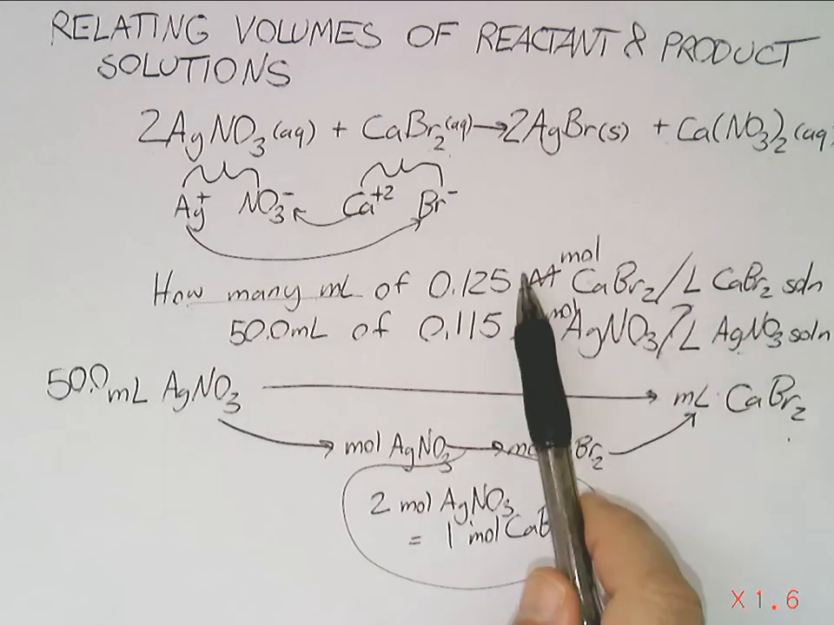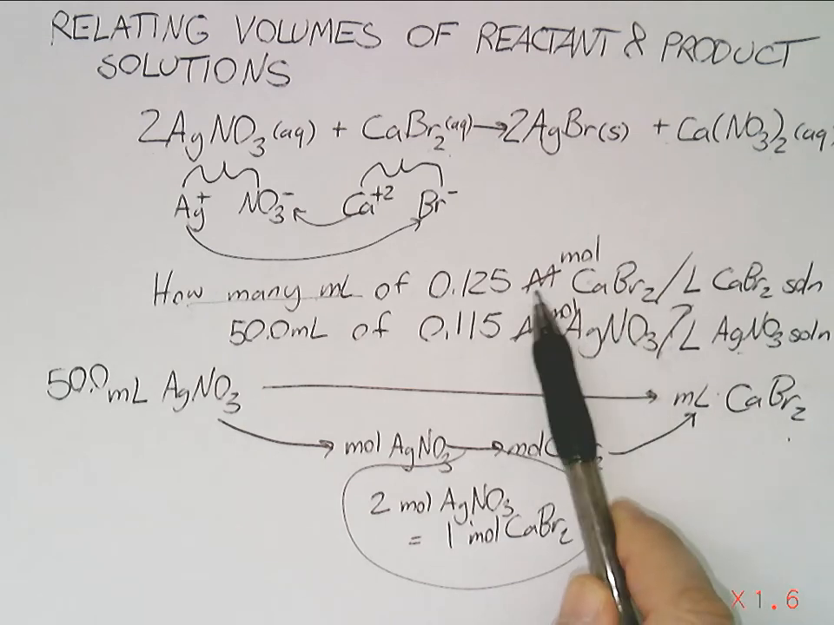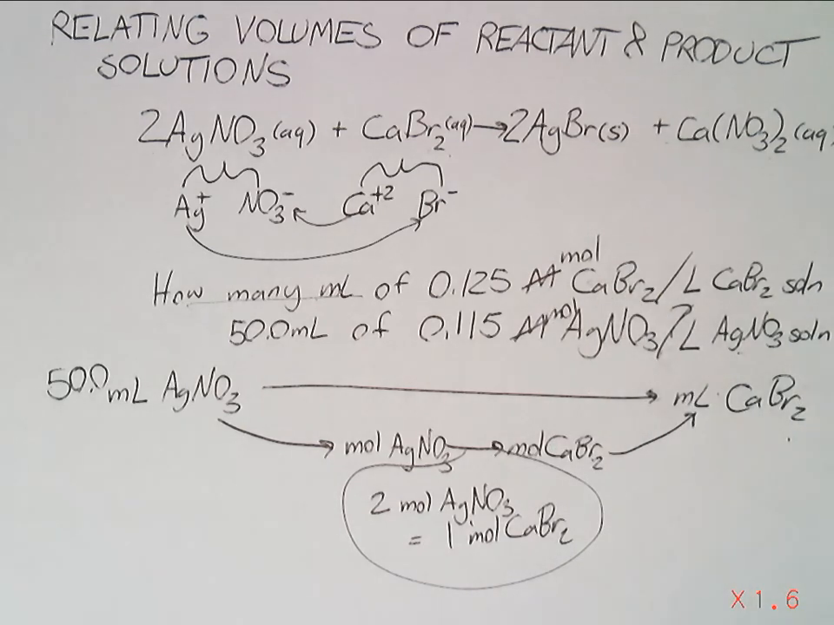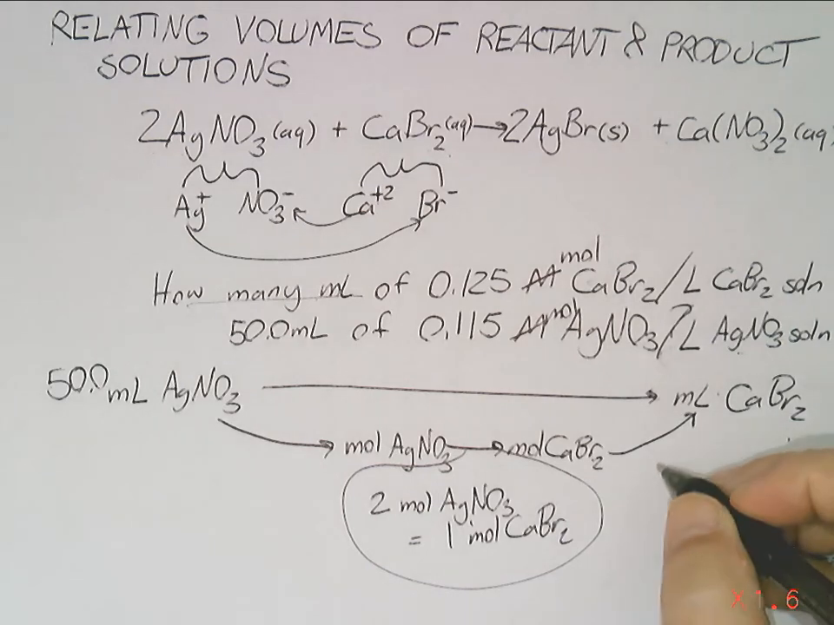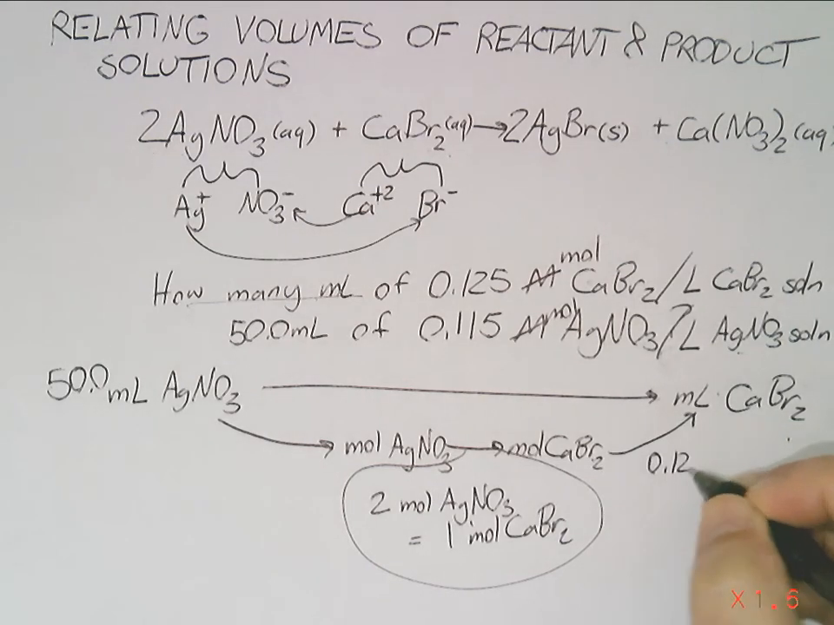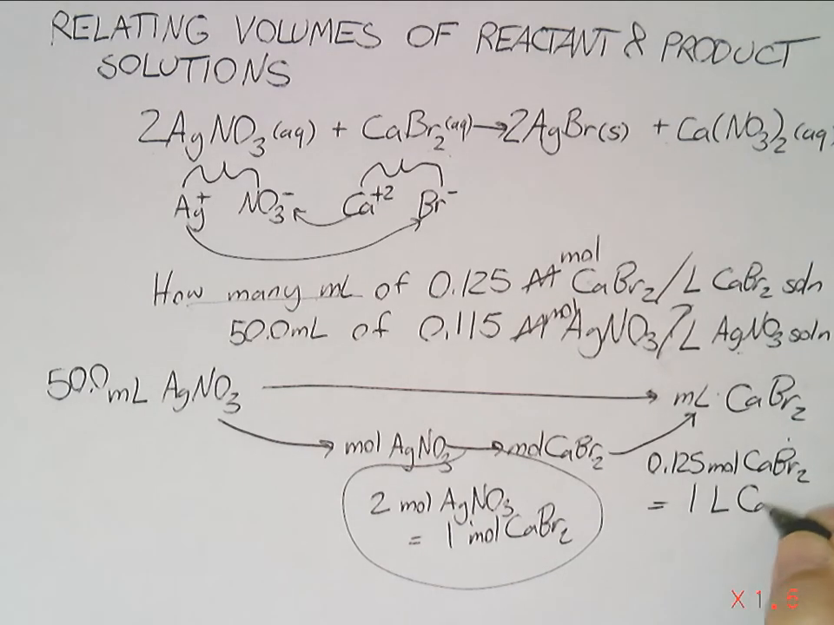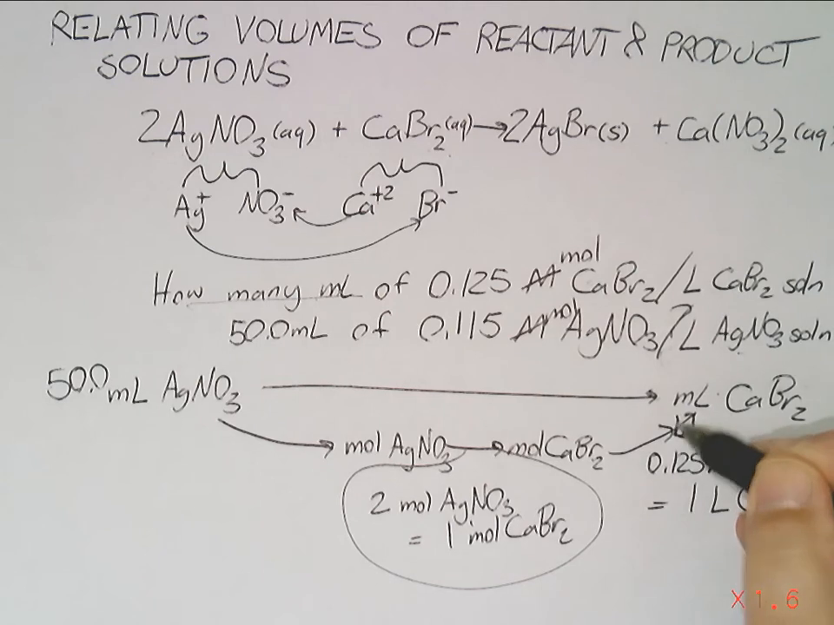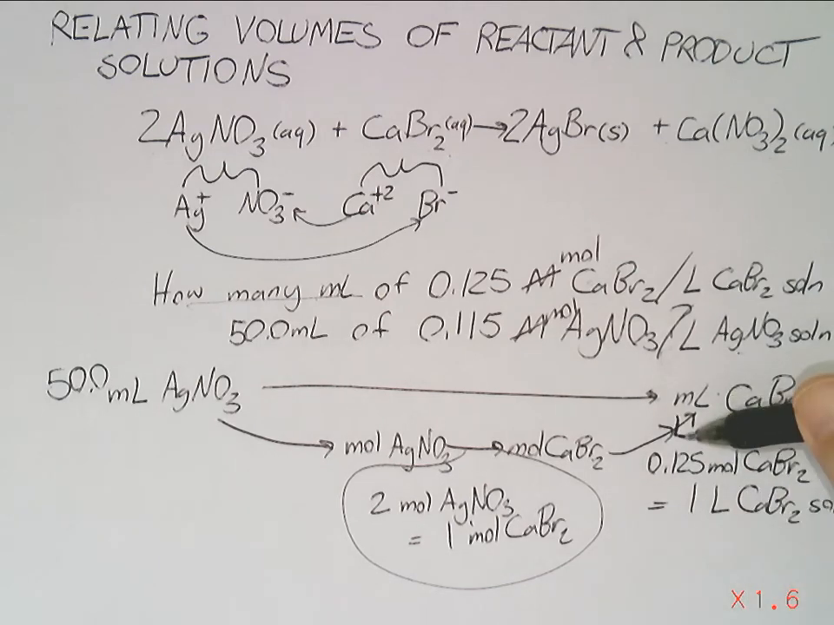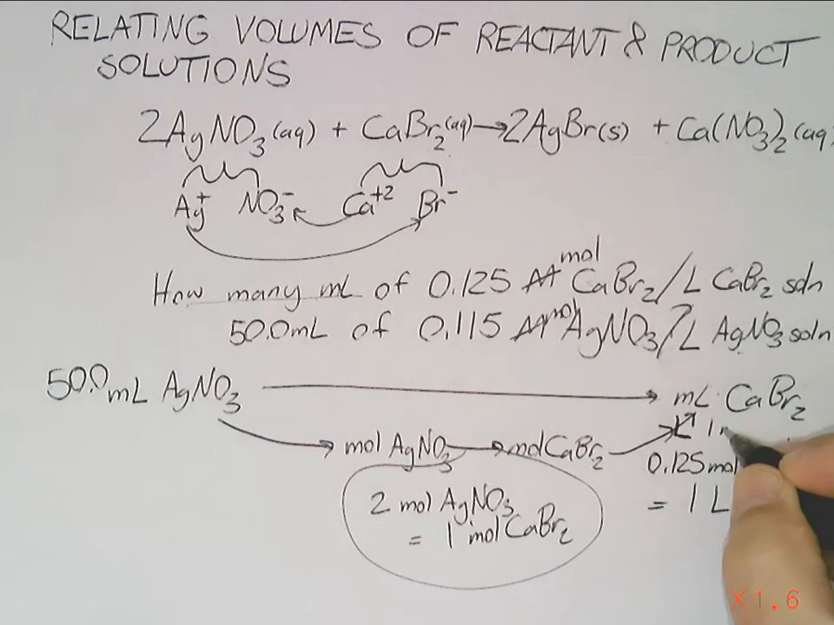And if you look up here, you've got a conversion factor that relates moles of calcium bromide to liters of calcium bromide solution. So I can write 0.125 moles of calcium bromide is 1 liter of calcium bromide solution. Now that takes me to liters, so I'm going to have another conversion factor here that goes from liters to milliliters. But I know how to do that. 1 milliliter is 10 to the minus 3 liters.